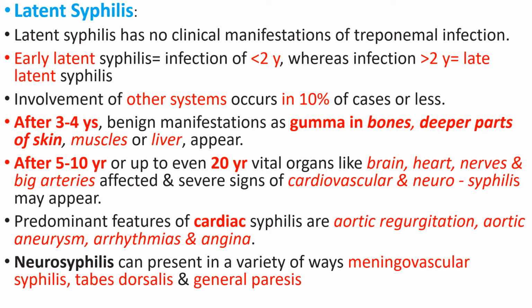Predominant features of cardiac syphilis are aortic regurgitation, aortic aneurysm, arrhythmias, and angina. Neurosyphilis can present in a variety of ways: meningovascular syphilis, tabes dorsalis, and general paresis.